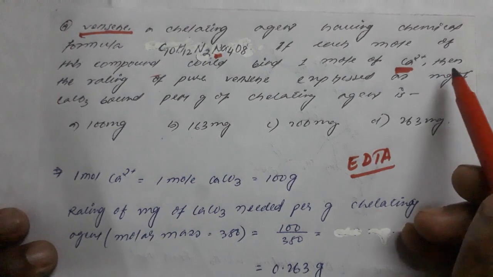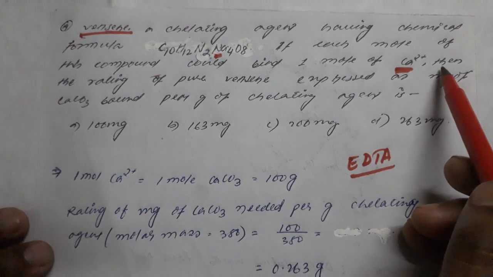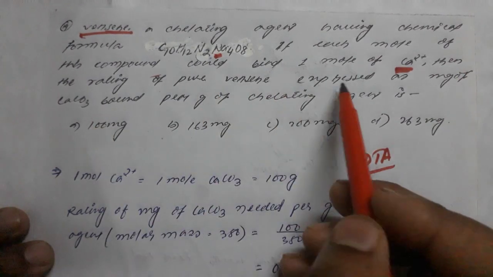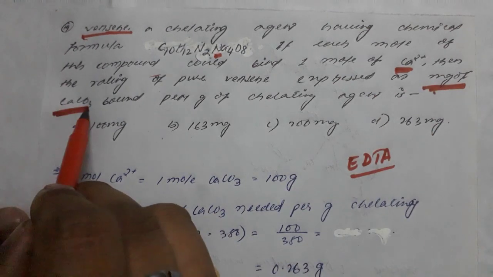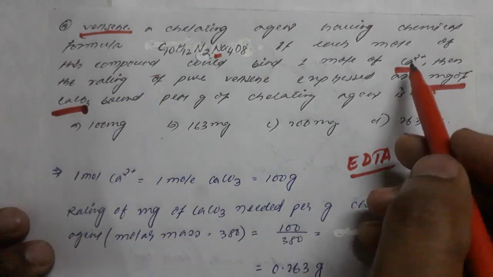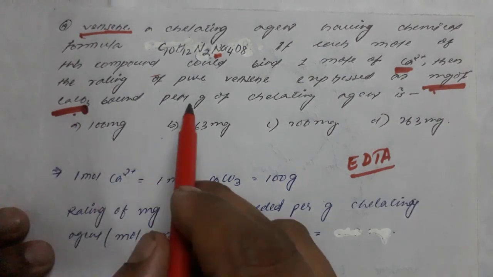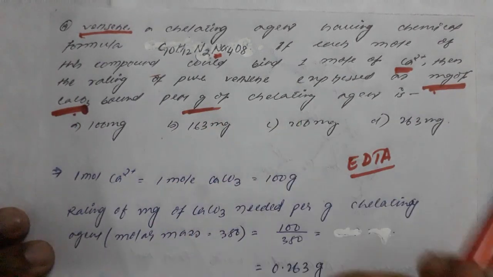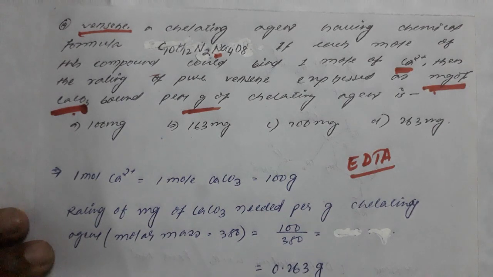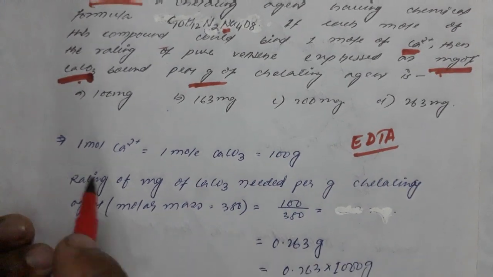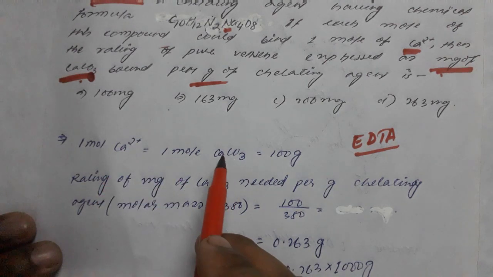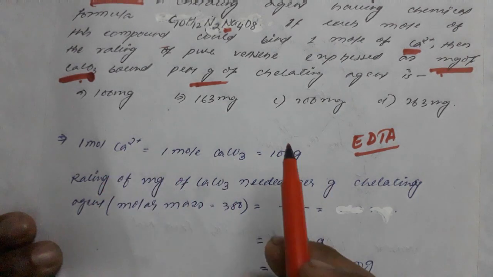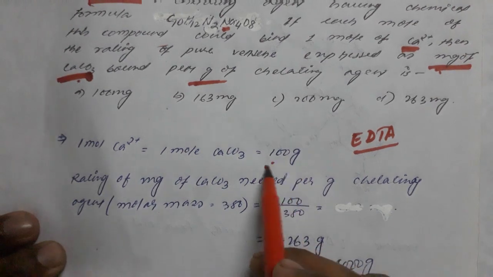I will show the structure here regarding binding. Then it says the rating of pure Versene expressed as milligram of calcium carbonate. Calcium comes from calcium carbonate. Bound per gram of chelating agent. So we have to calculate the value in milligram. So look, 1 mole of calcium equals 1 mole of calcium carbonate. We will get calcium carbonate from here, and it will be 100 gram.